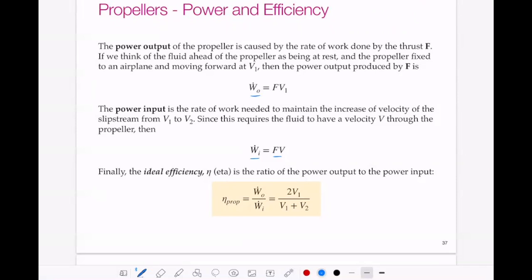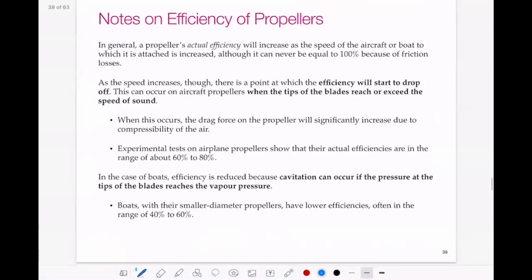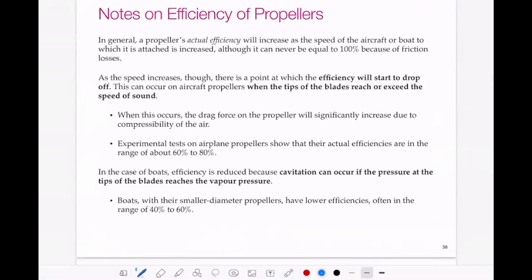In general, we have some notes on the efficiency of propellers. The propeller's actual efficiency will increase with the speed of the control volume, or the speed of the aircraft or boat that it's attached to. Although it's never going to equal 100%, because as we increase our speed, we'll increase the losses due to friction, but there is some maximum. In general, the efficiency is higher at a higher speed.